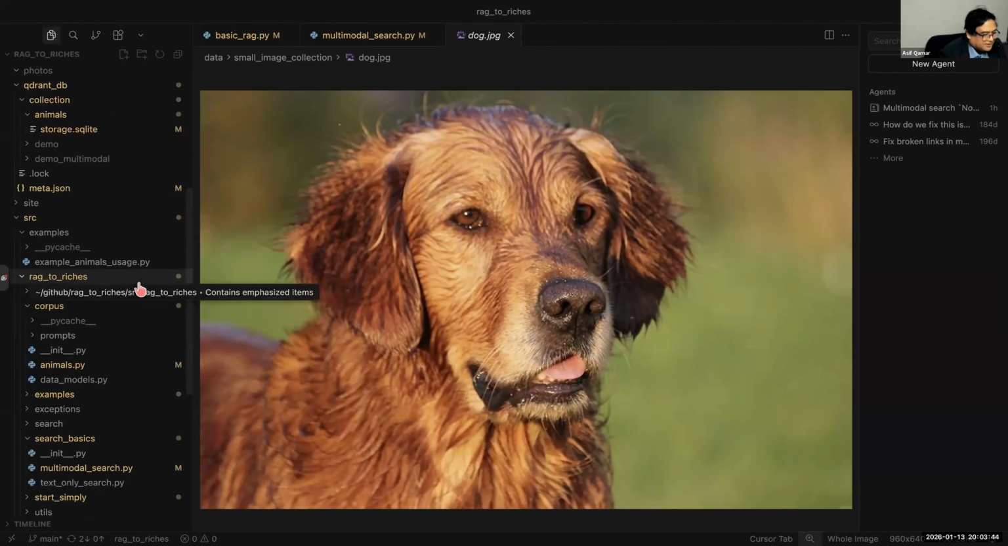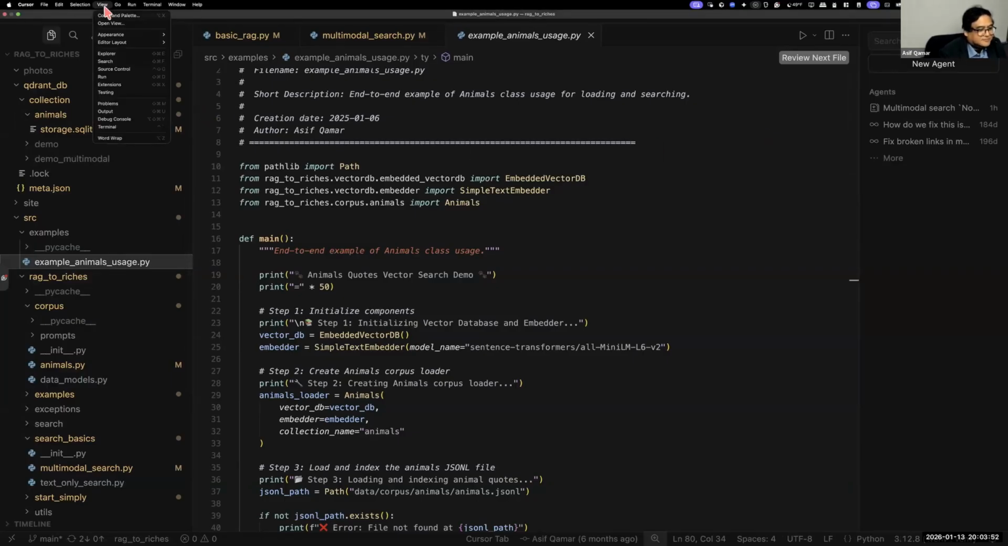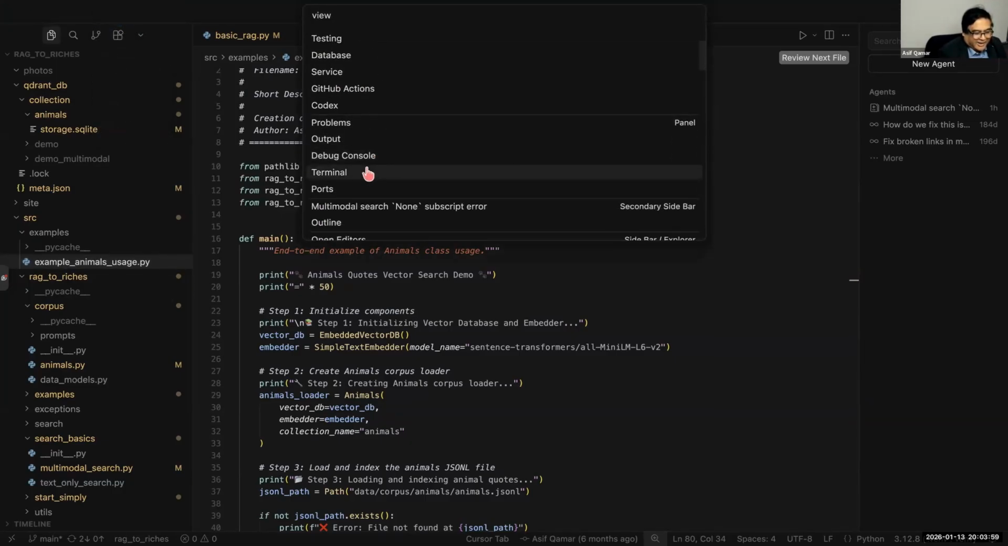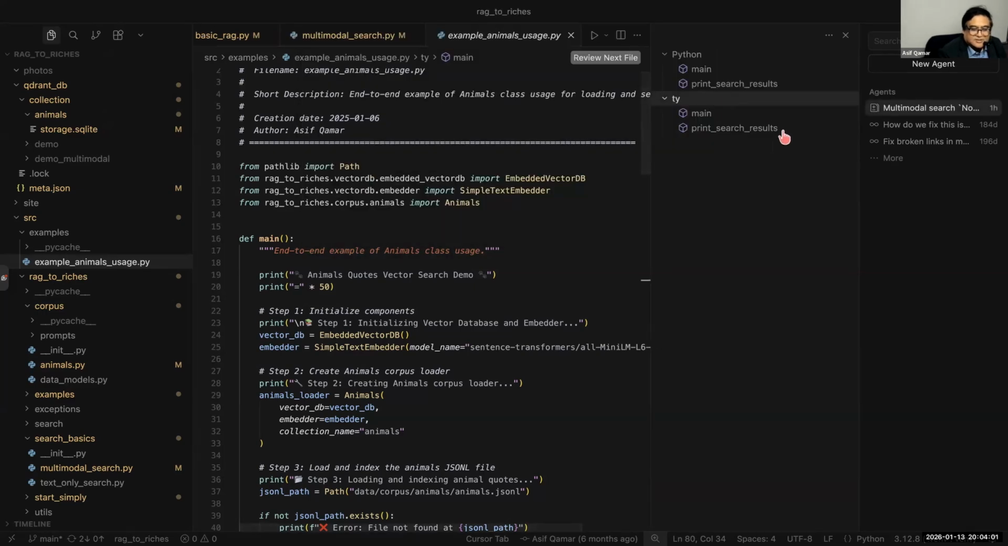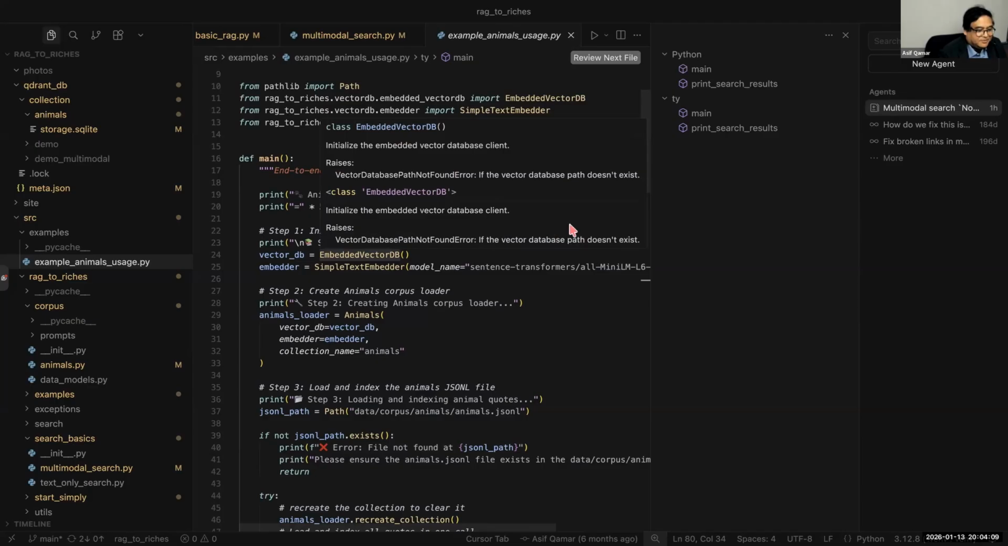Now, at the end of it, how should the, again, view, open view, outline. I don't know why outline is not the default. So if you look at an example of what we have given here, let's look through an example.